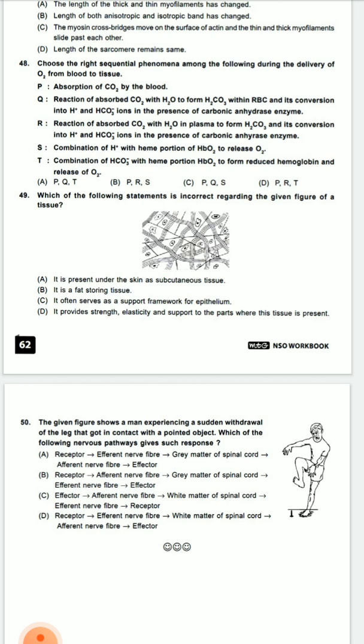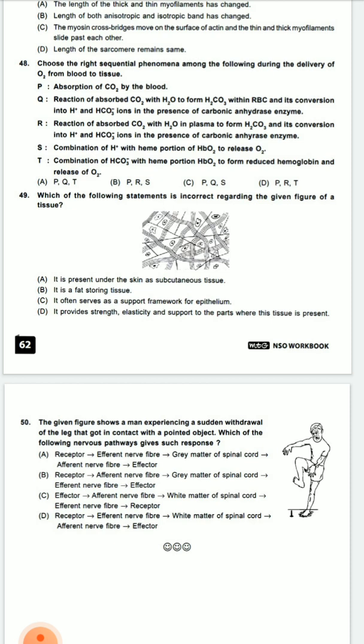Option C: effector to the afferent nerve fiber to the white matter of spinal cord to the afferent nerve fiber and to receptor. Option D: receptor to the afferent nerve fiber to the white matter of spinal cord, afferent nerve fiber to the effector. For question number 50, what will be the correct option?